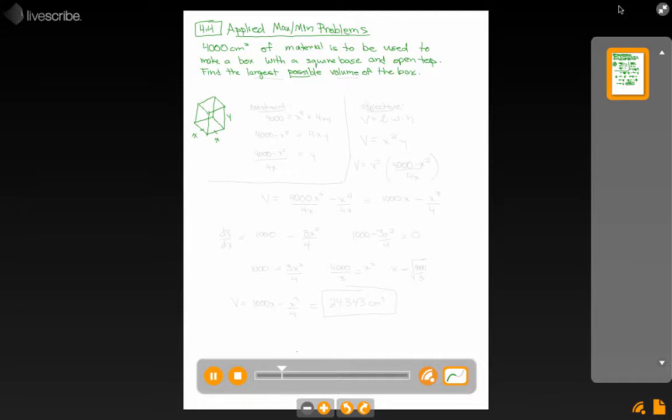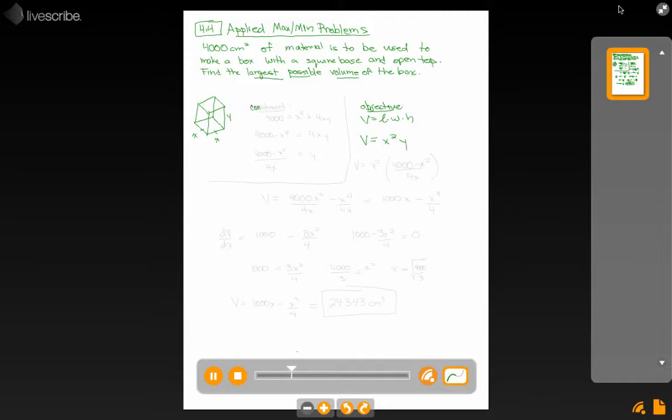So the largest possible volume means the objective here is to maximize volume. So volume equals length times width times height for a box. So in this case, volume equals x times x times y, so x squared y. I don't want to just take the derivative of that because I've got an extra variable in there.